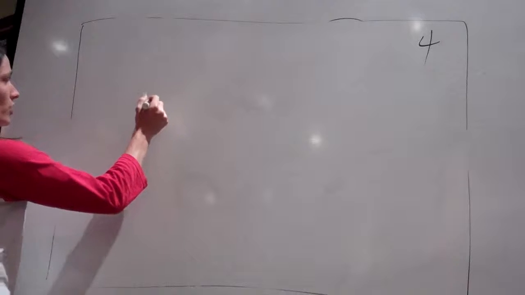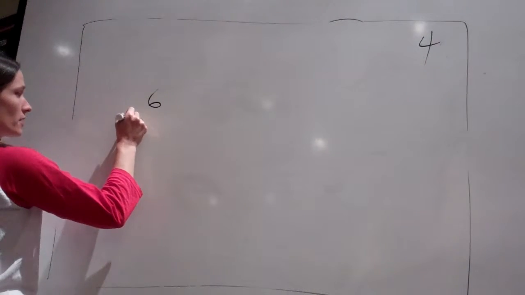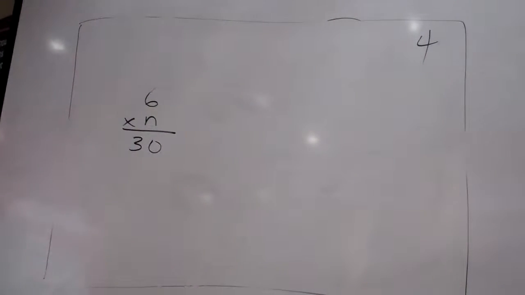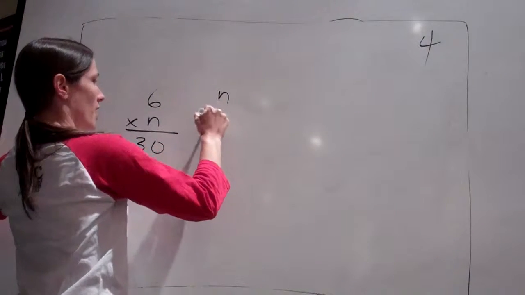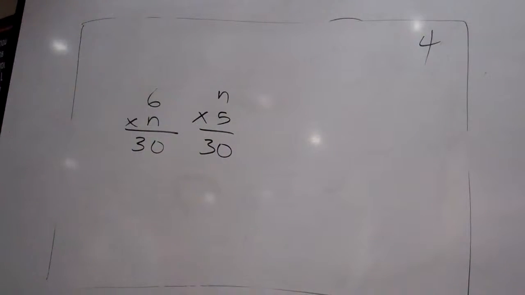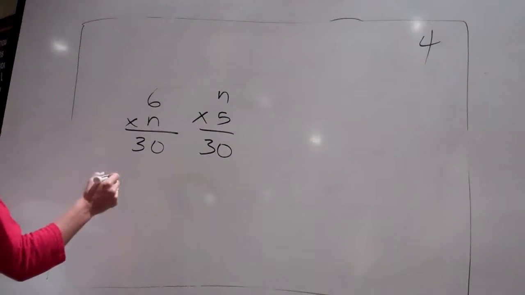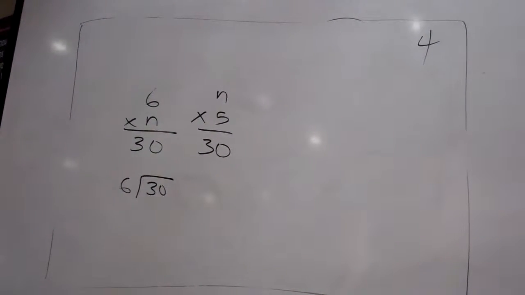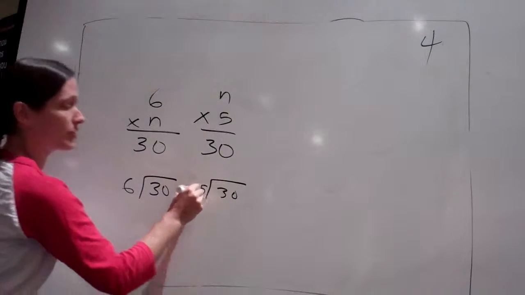Now, let's do a few missing ones. I'll do some easy ones. For example, 6 times n equals 30, and then n times 5 equals 30. Now, I know y'all know the answer, but what are we actually doing to get the answer? Dividing. What are we dividing, Isaac? 6 will go into 30 how many times? Or 5. That's what we're doing. You're exactly right.